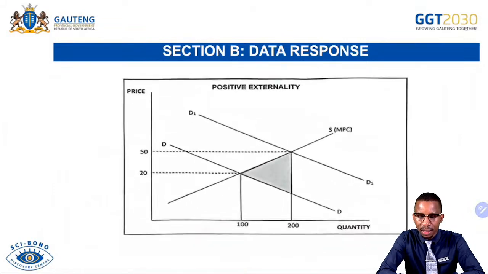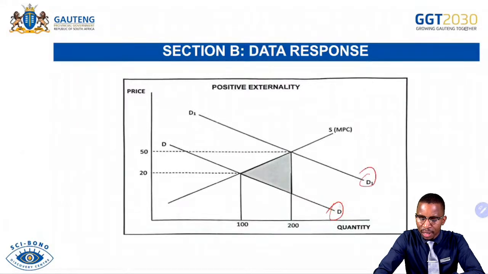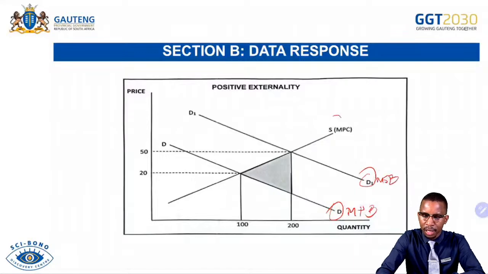Here we are giving externalities. So we have our demand, which is D and D1. Remember, this demand is marginal private benefit, MPB, and then this one is marginal social benefit. And then we have our supply there.